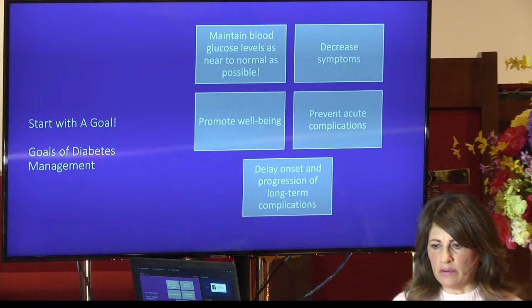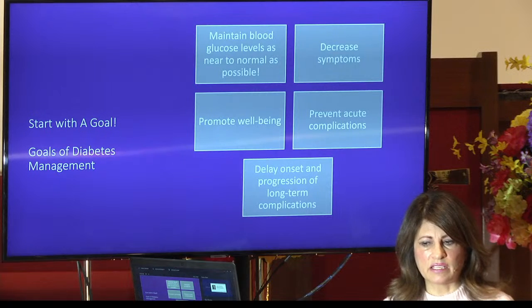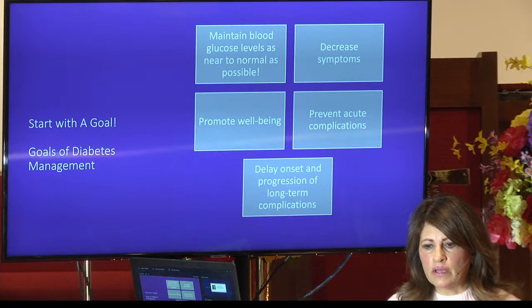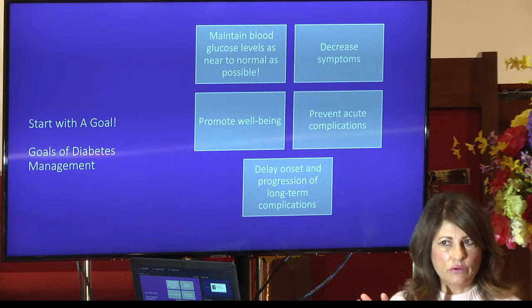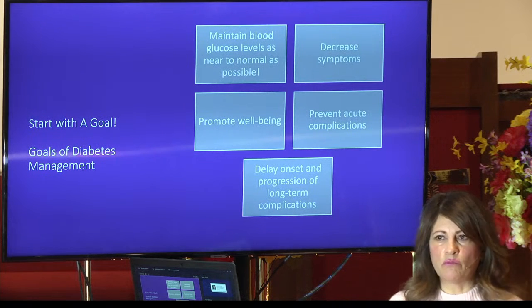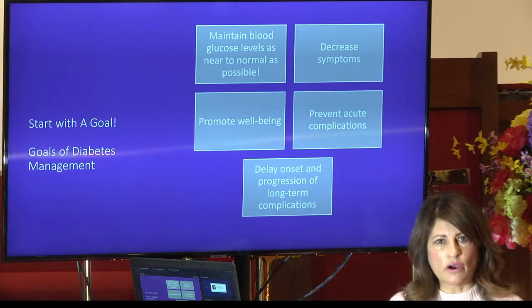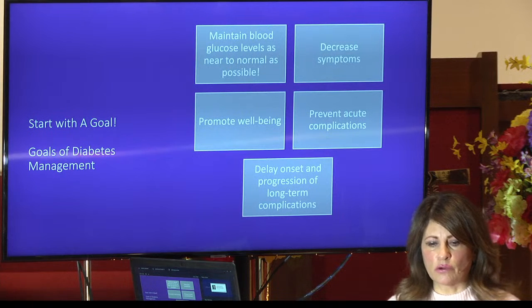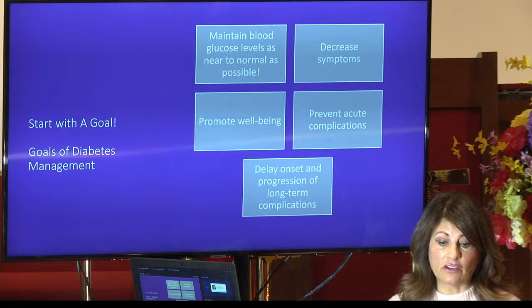Goals of diabetes management. One goal, maintain the blood glucose level as near to normal as possible. So we check our blood glucose level. We want to decrease the symptoms. We want to promote well-being. We want to prevent those acute complications that we were talking about. We want to prevent the ulcers and the skin problems, cardiac problems. We want to delay any onset and progression of long-term complications. And we can do that with lifestyle changes.